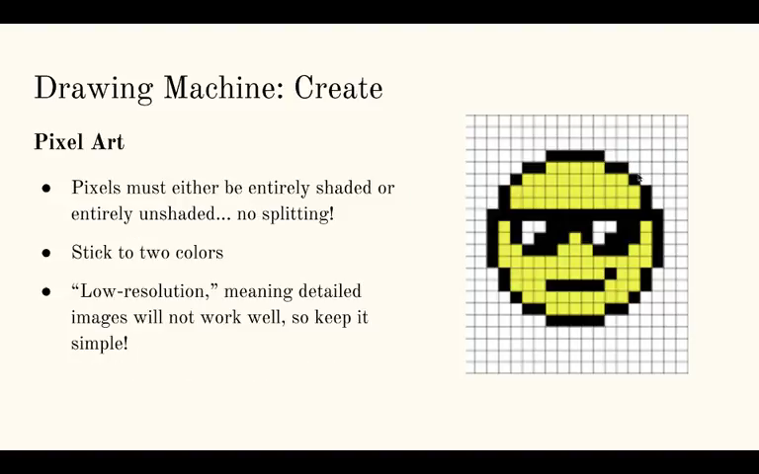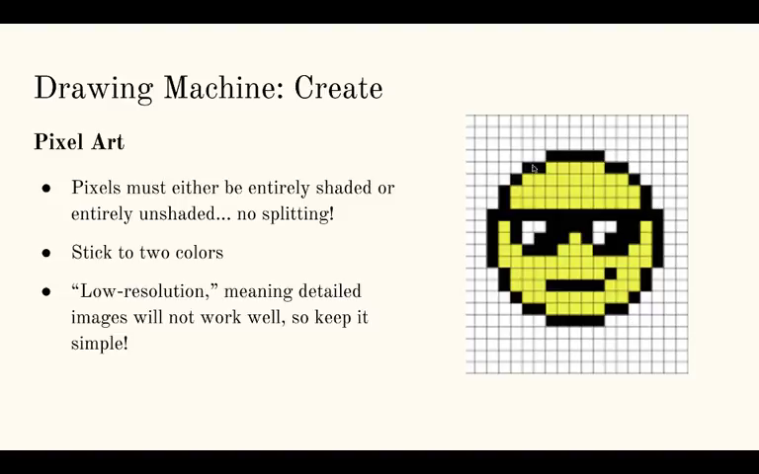Okay? And so here we're just talking about pixel art more generally, laying out some rules as your students move towards creating their pieces. So, the most important rule of pixel art, which came up a lot in our trainings: pixels must be either entirely shaded or entirely unshaded. There are no splitting pixels, which means that you might have some really difficult decisions to make about which pixels you'll shade or not shade as you go from an original sketch to a more pixelated sort of image like this one we have here.